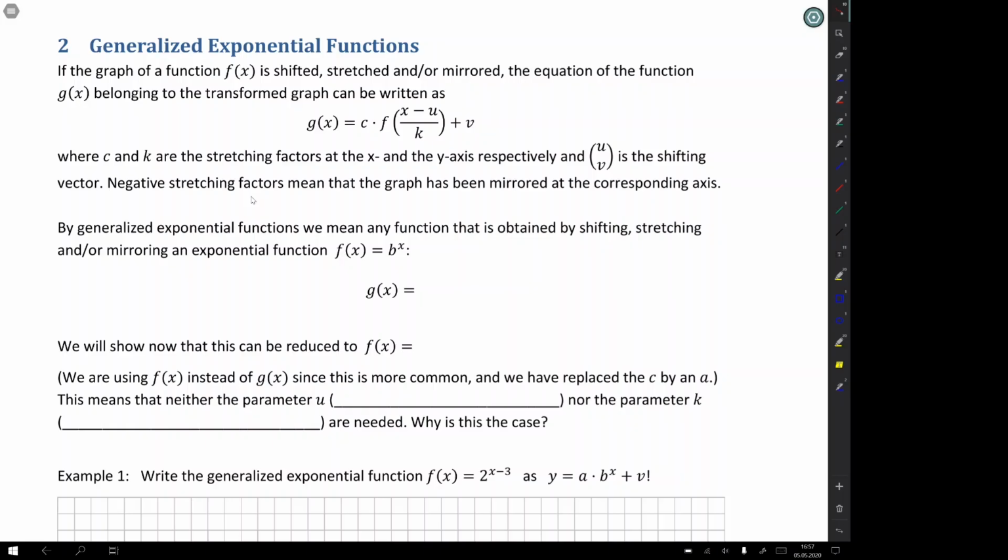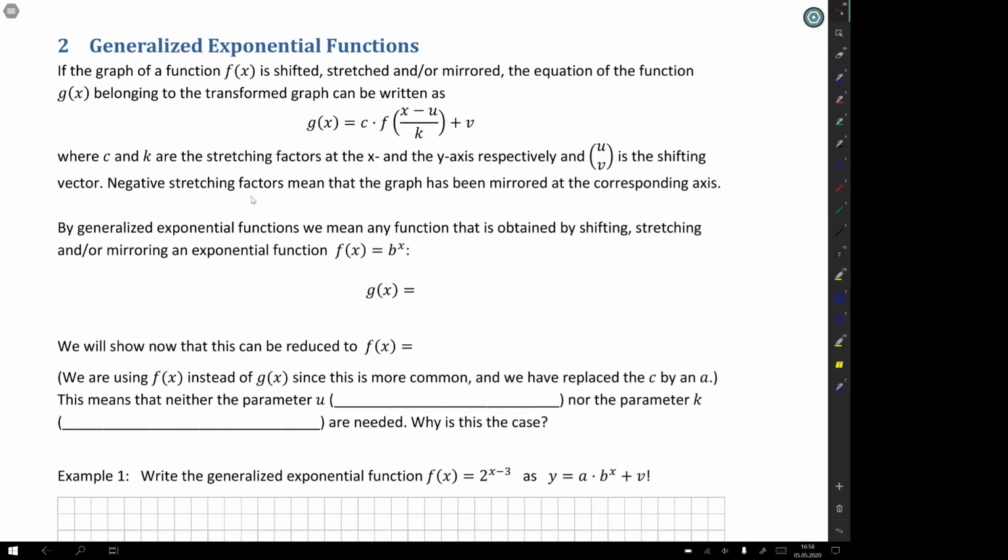If we are given a function f of x and then its graph is shifted, stretched and/or mirrored, then we know that the equation belonging to the new graph g, g of x, can be written in this form: f of (x minus u) divided by k, the whole thing times c, and plus v.